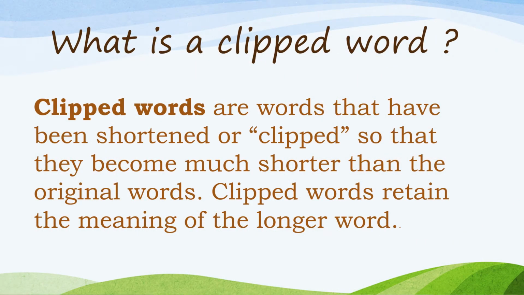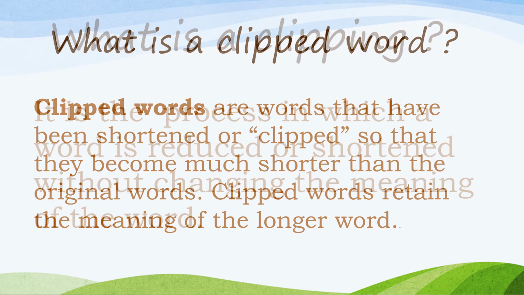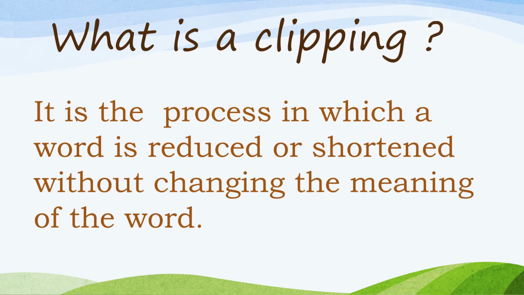Okay, so what is a clipped word? Clipped words are words that have been shortened or clipped so that they become much shorter than the original words. Clipped words retain the meaning of the longer words. How can we shorten a word? We call it clipping. So clipping is the process in which a word is reduced or shortened without changing the meaning of the word.